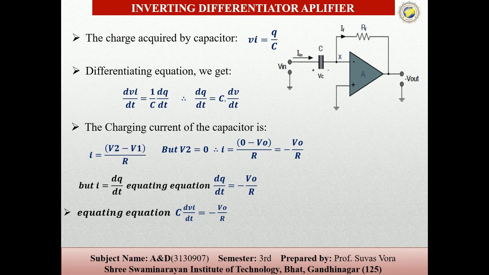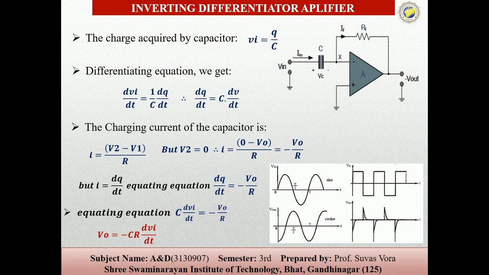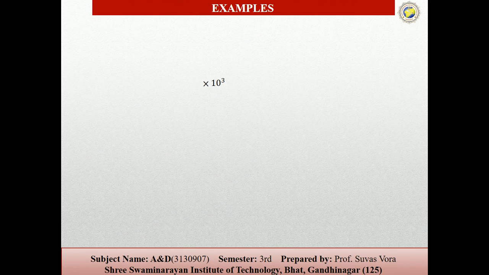Putting the values, C into dVi by dt is equal to minus V0 upon R. So the final output voltage V0 equals minus C into R dVi by dt. It means the output voltage is equal to a constant into the differential coefficient of the input. So you can see the differentiator's output waveforms: the square wave input becomes spikes at the output. Now we can see the examples.